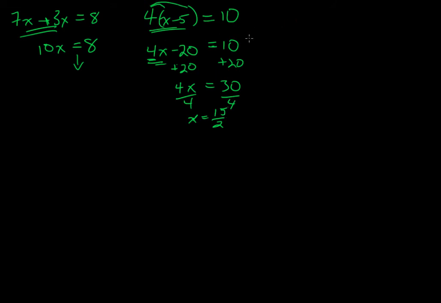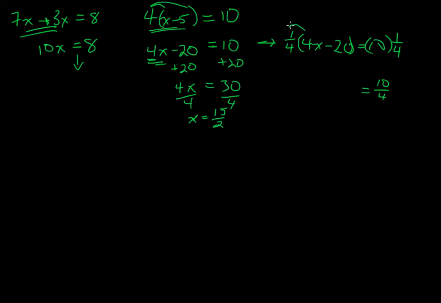So why would I add the 20 first before dividing by 4? It's perfectly legal to divide both sides by 4 at the very beginning. But the problem is, if you divide by 4, what happens? Say I've got 4x minus 20 equals 10. If I divide by 4, which is essentially the same as multiplying by a fourth, well, I get 10 times a fourth over here, so that's 10/4. I'll just leave it unsimplified for the moment.